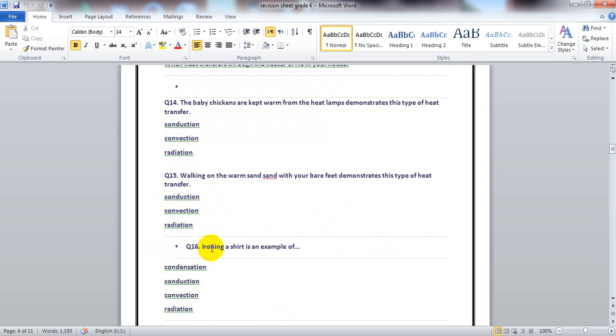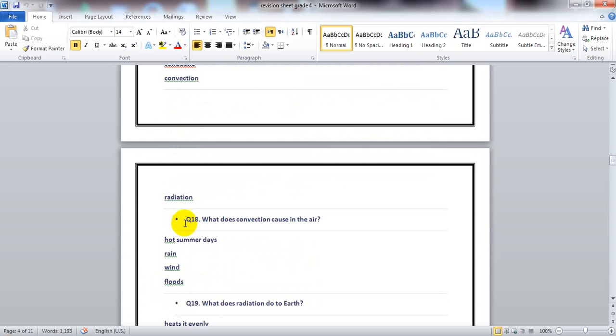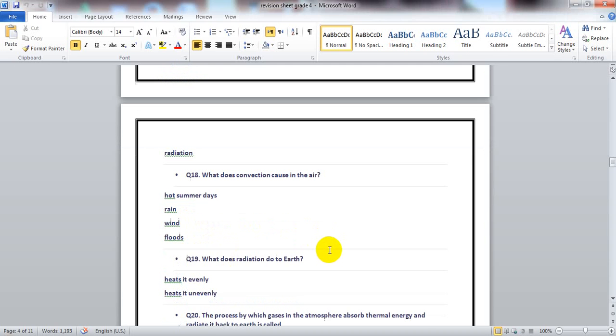Question number 13. Ironing a shirt is an example of, for sure, yes, conduction. Question number 17. A toaster toasting a bread is an example of, yes, conduction. Question number 18. What does convection cause in air? It causes, yes, hot summer days.